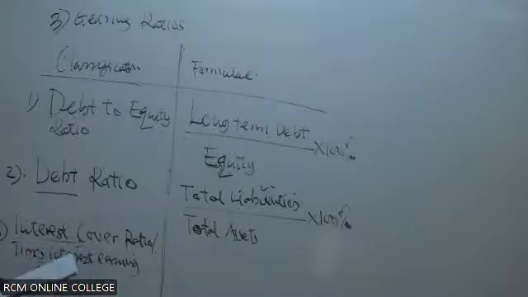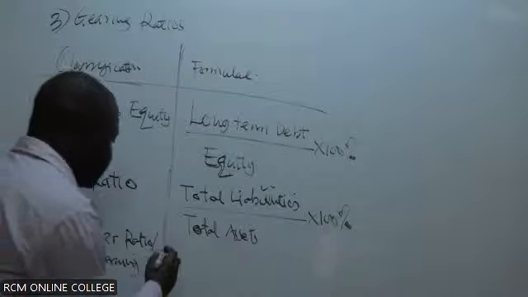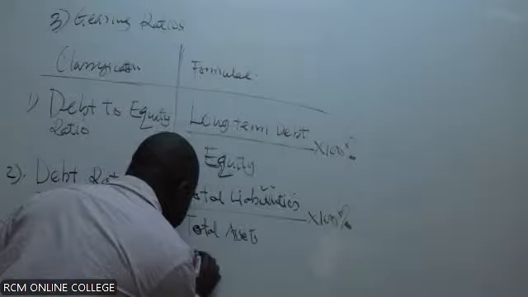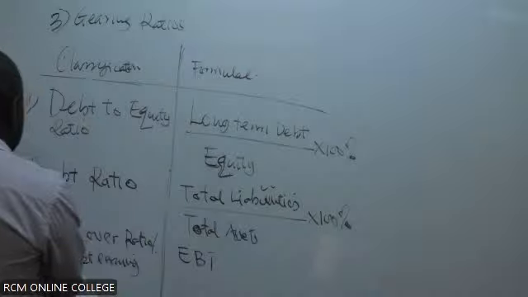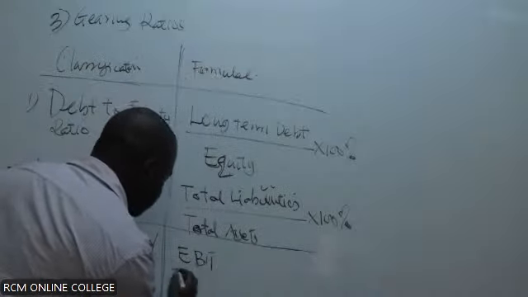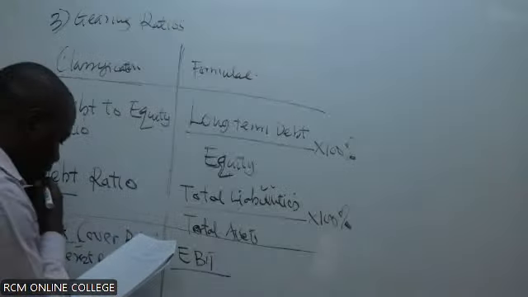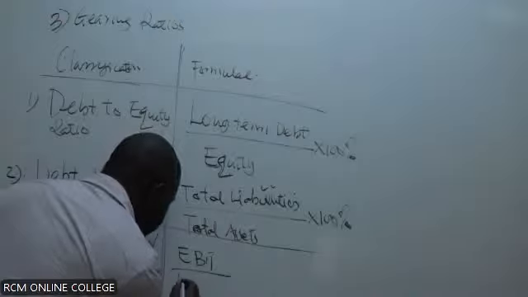So to get the interest cover ratio, you take the EBIT. So this is the formula: EBIT divided by interest expenses.